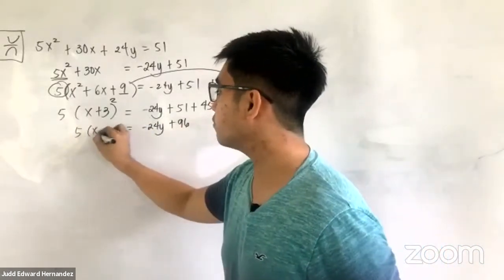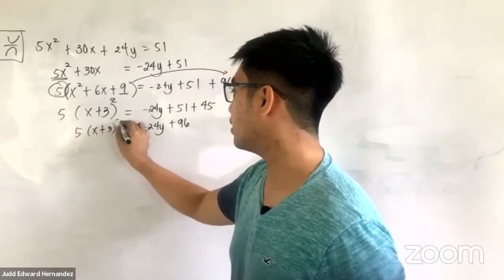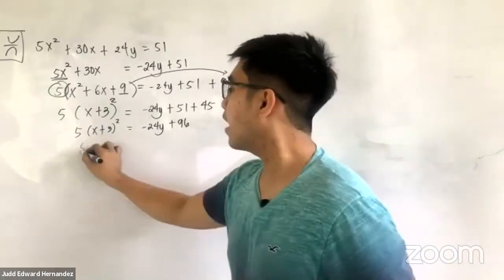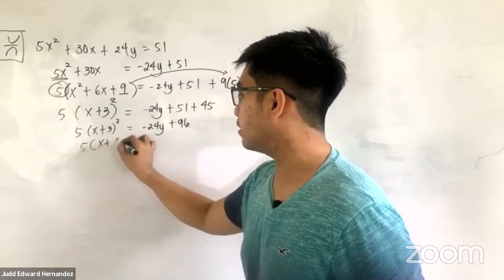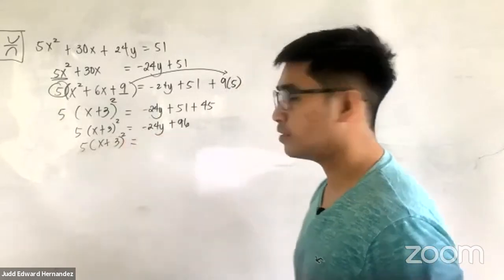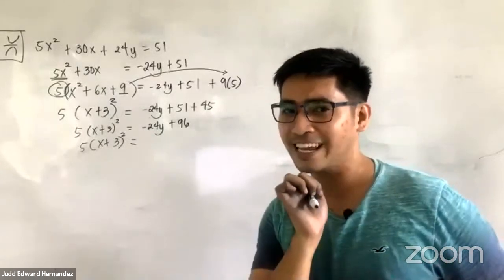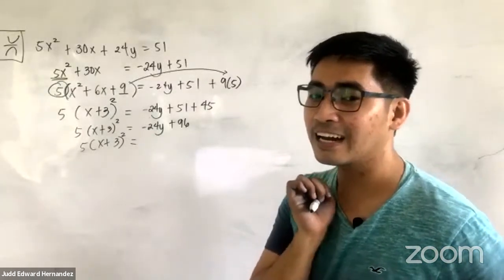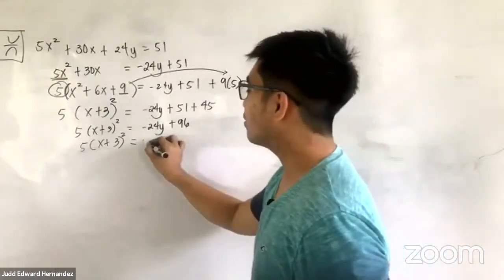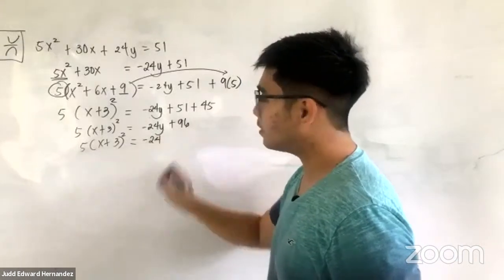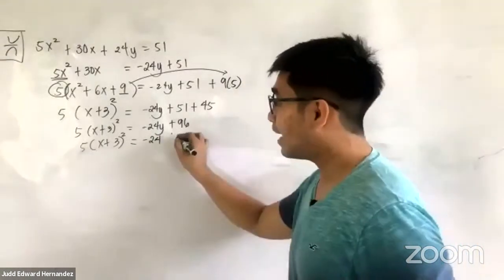This becomes 5 times x plus 3 quantity squared. Okay? 5 times x plus 3 quantity squared. It is now equal to, ano nga sabi natin kapag may numerical coefficient? Anong ginagawa? Factor out po. We need to factor out. And this becomes negative 24 times.